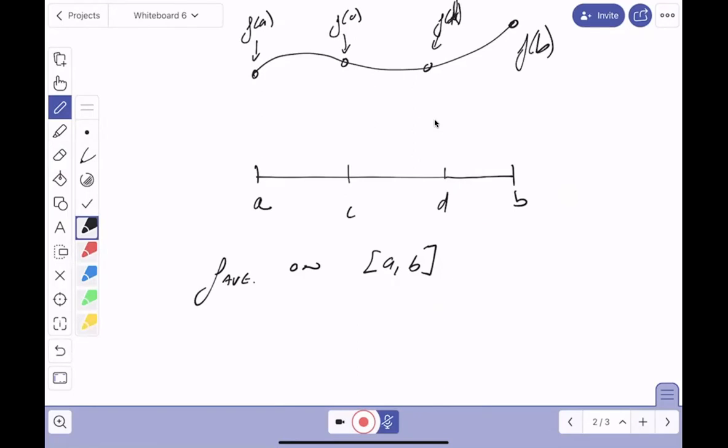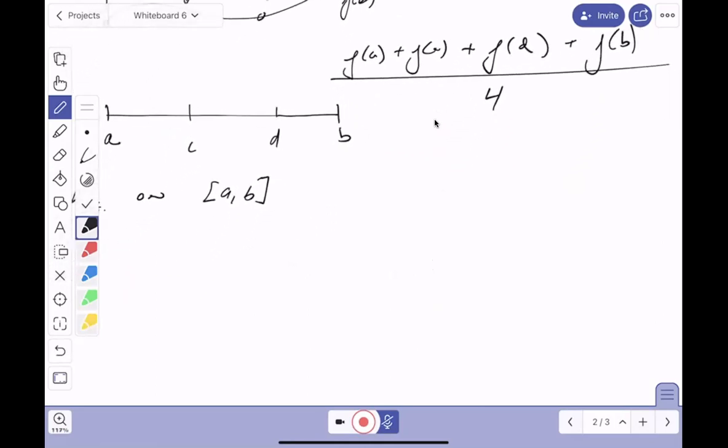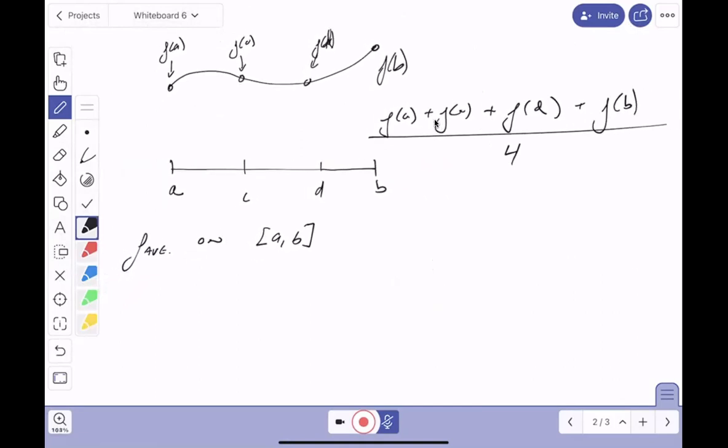What would I do? I'd add it together. f of a plus f of c. You get the idea. Plus f of d plus f of b over, oh, there's 4. I could do that. Here's the problem now. That's a sample. I want to take every single point on the interval.